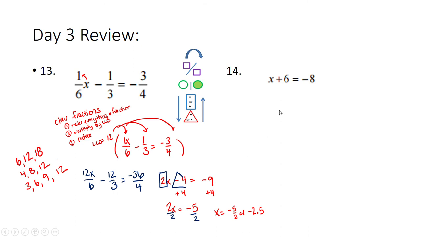Okay, next. Number 14. Looks simple, but we want to use the same steps. We're solving for x, so the number in front of x, which would be an imaginary 1, that's my rectangle. My triangle is plus 6. We always move the triangle next, so we're going to do subtract 6 on both sides of the equation. So that means we have 1x equals negative 14. Now if we divide both sides by 1, x is negative 14.